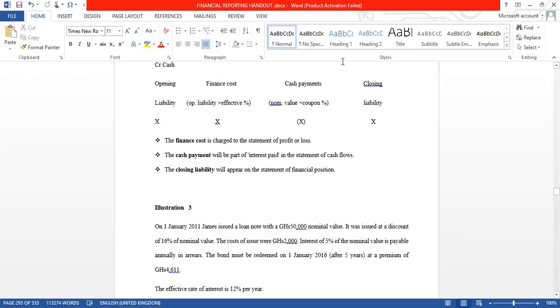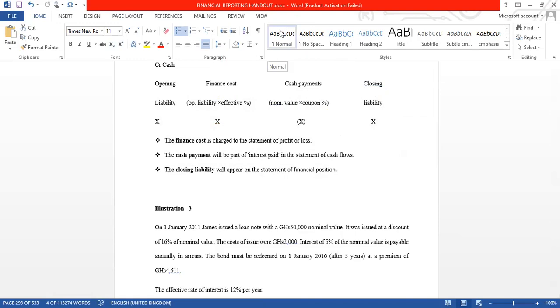So this is what I just mentioned, your opening liability. Your finance cost is taken from the effective rate on your opening liability. The one on your nominal rate will give you cash payments, which goes to your cash flow. Then you have your closing liability to be presented in your SOFP. It's very, very important. And one thing I will have to add, let me quickly add that one about a debt instrument.